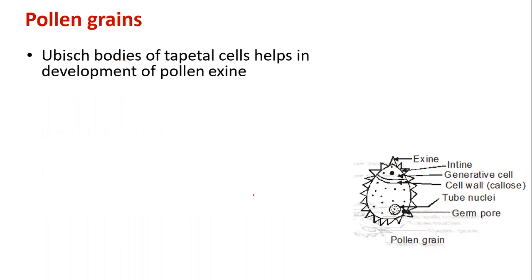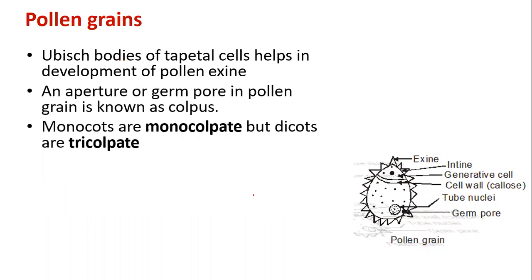Yes, sir. So this is a pollen grain, right? The Ubisch bodies of tapetal cells help in the development of the pollen wall. We have already discussed that, right? And the aperture through which the pollen tube comes out, this is what we call the colpus. You can see it in the diagram as well. That is also called a germ pore. Mind it, that is very important from NEET perspective. Monocots are monocolpate, but dicots are tricolpate, right? That is what you need to keep in your mind.